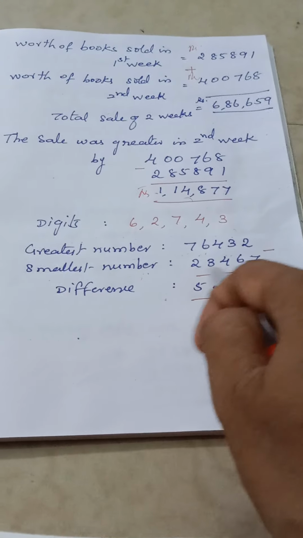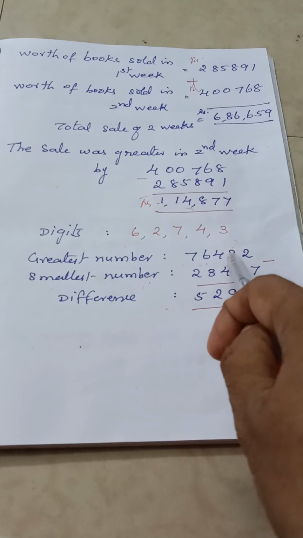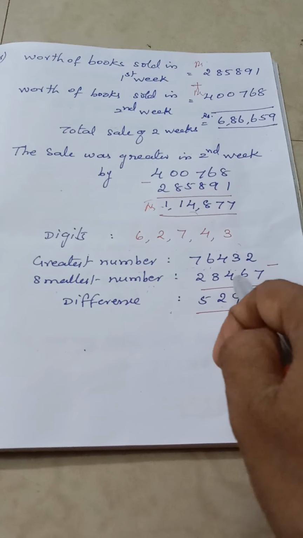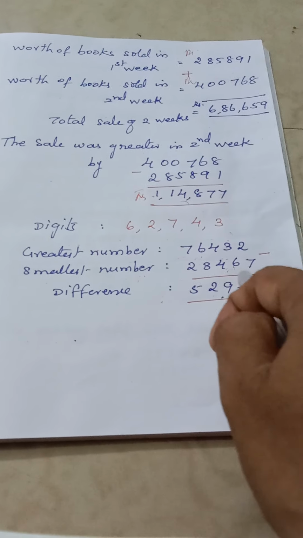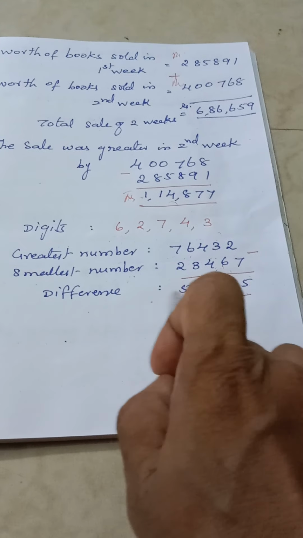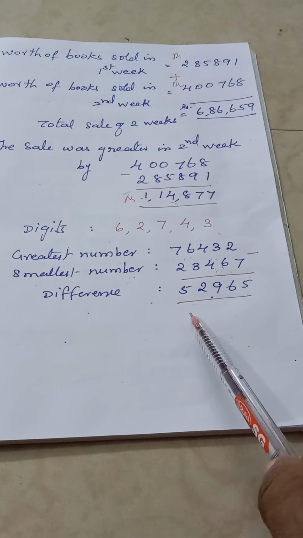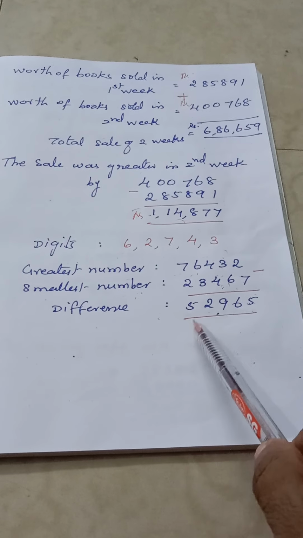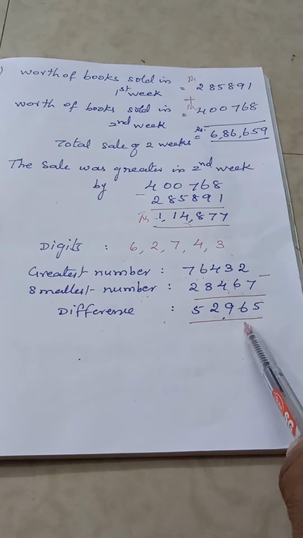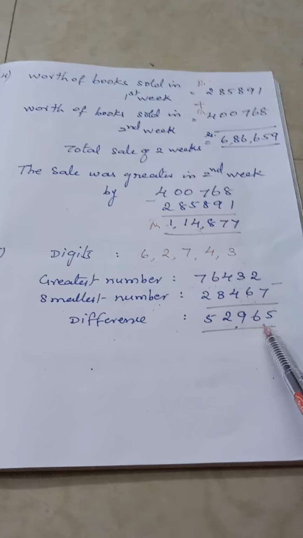Okay. And they are asking for the difference of the greatest number and the least number. Least number means smallest number. The word difference means we want to subtract. So when you subtract, how much do you get? 52,965. Okay.